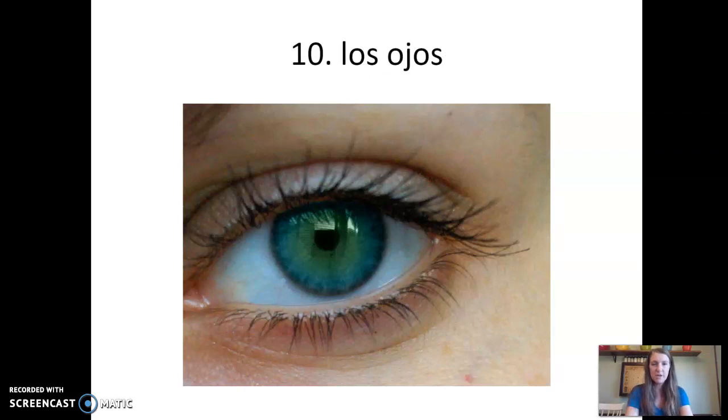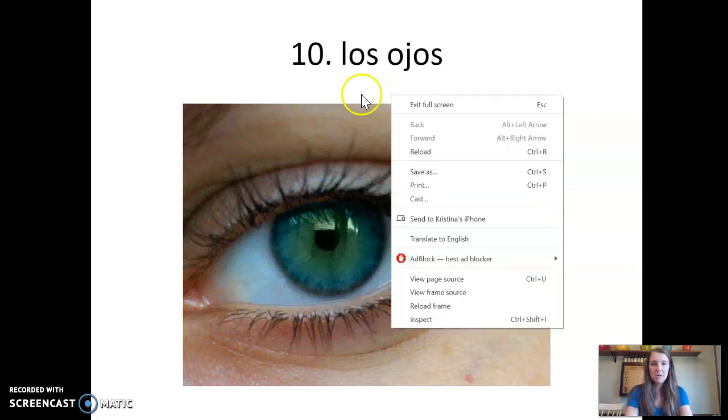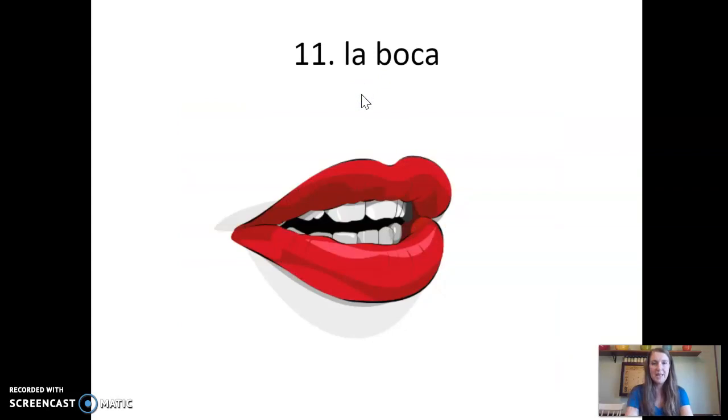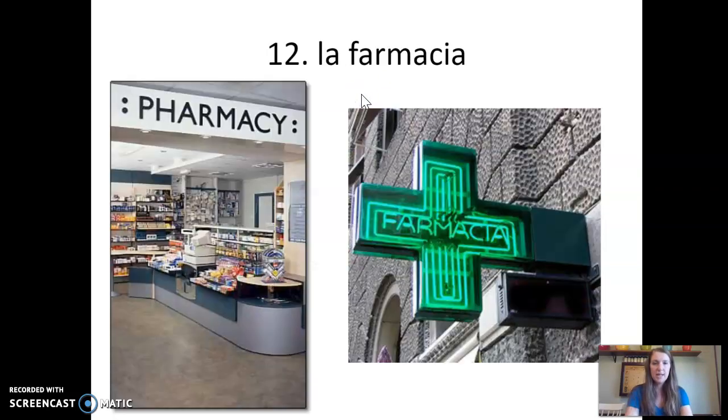Los ojos, you should know that from grade 6. Eyes. La boca, mouth. La farmacia is a pharmacy. In Europe, every country has these green signs everywhere for pharmacies, sort of like the universal symbol in Europe for a pharmacy. It doesn't matter what company it is or if it's a little small owned pharmacy, they all have this green sign outside. So if you're ever in Europe and you need to go to a pharmacy, look for this green sign.